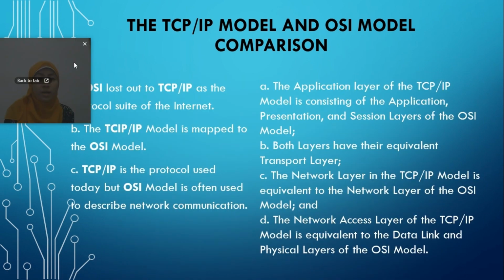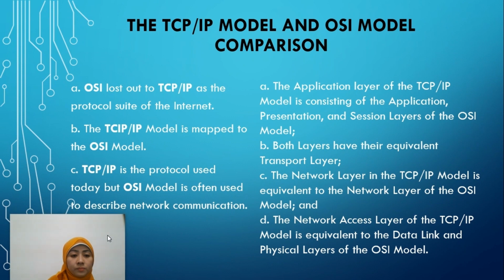So the comparison for this is: OSI lost out to TCP/IP as the protocol suite of the internet. The TCP/IP model is mapped to the OSI model. TCP/IP is the protocol used today, but the OSI model is often used to describe network communication.